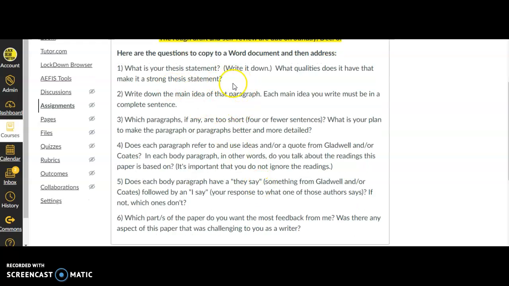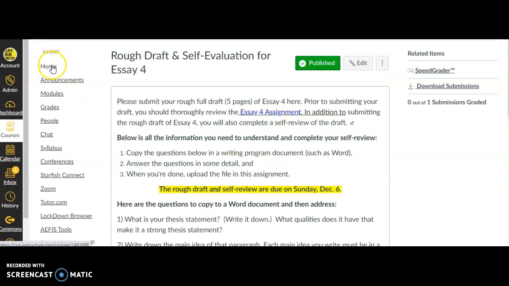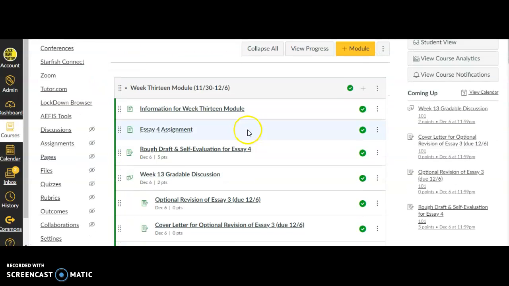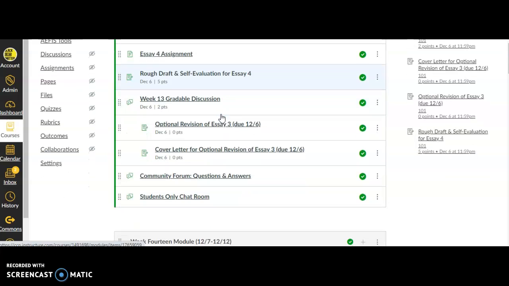Like under each one, what is your thesis? So then you type out what is your thesis, and then explain to me briefly what qualities it has that make it a strong thesis statement. So on and so forth. So you answer all 6 questions, save that file, and upload that along with the rough draft of essay 4. So that's the big thing you're working on this week. Again, those 2 documents are due Sunday, the 6th.